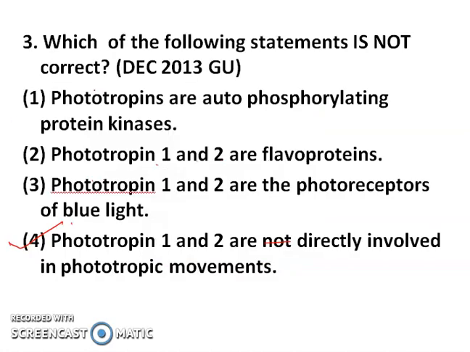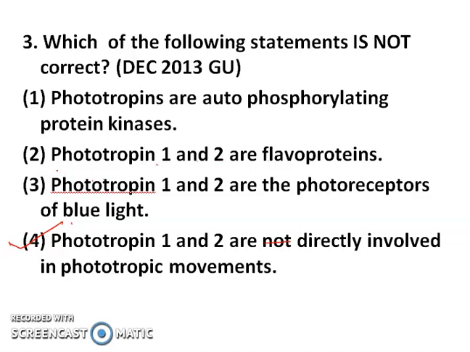The first question is, which of the following statements is not correct? We have to identify the incorrect statement. The first statement is phototropins are autophosphorylating protein kinase. Yes, we have discussed this topic. When there is the response of a blue light, it is autophosphorylating the serine threonine kinase.